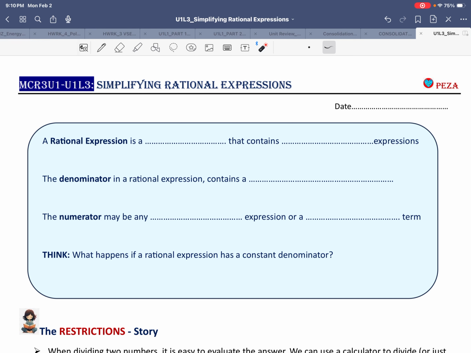Hi everyone and welcome. In this lesson, we'll explore simplifying rational expressions. Remember that a rational expression is simply a fraction that contains algebraic expressions.